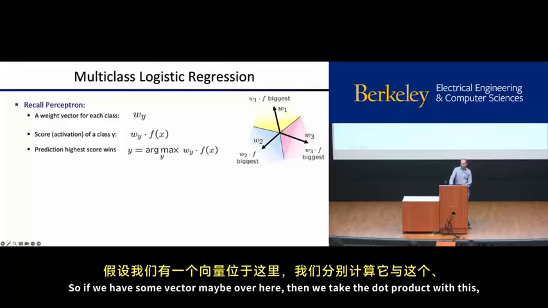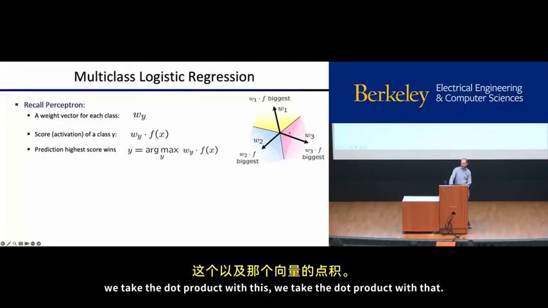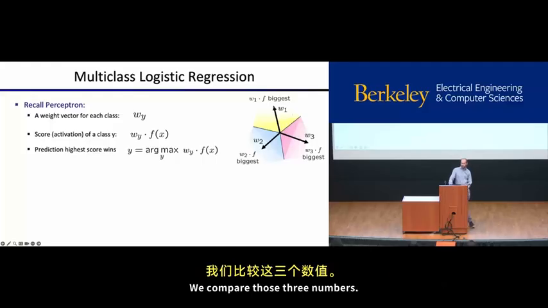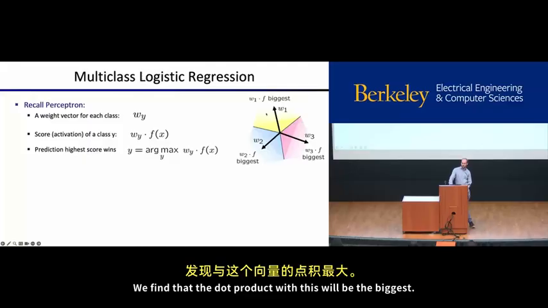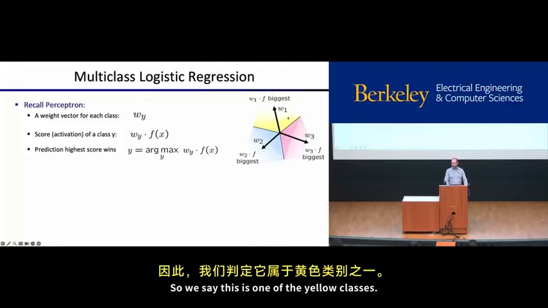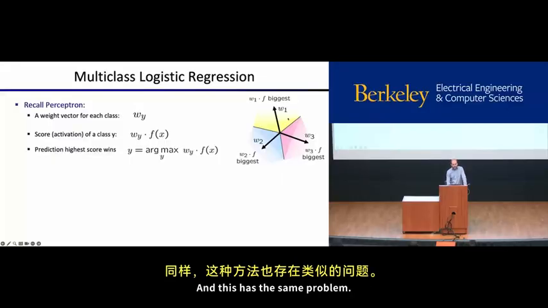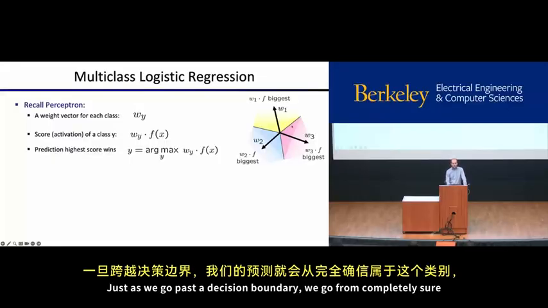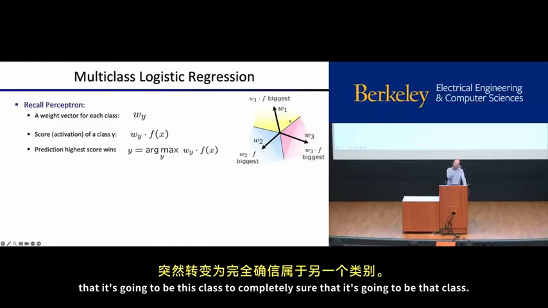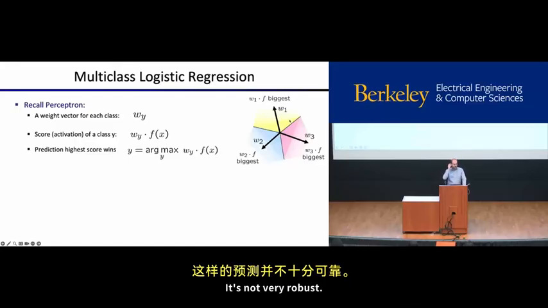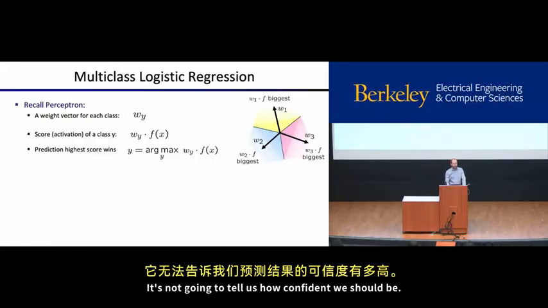So if we have some vector maybe over here, then we take the dot product with this, we take the dot product with this, we take the dot product with that, we compare those three numbers, we find that the dot product with this will be the biggest, so we say this is one of the yellow classes. And this has the same problem. Just as we go past a decision boundary, we go from completely sure that it's going to be this class to completely sure that it's going to be that class. It's not very robust. It's not going to tell us how confident we should be.